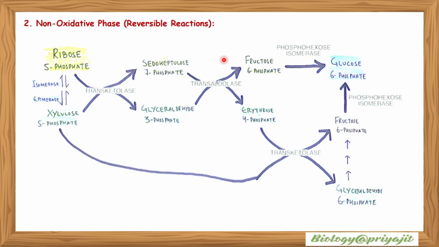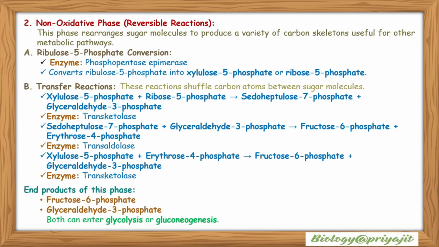So the 4 compounds of the non-oxidative phase, like fructose 6-phosphate, glucose 6-phosphate, another fructose 6-phosphate, and glyceraldehyde 6-phosphate, will enter into the glycolysis process to produce ATP. So what happens in this phase?